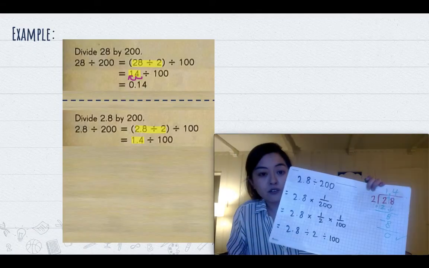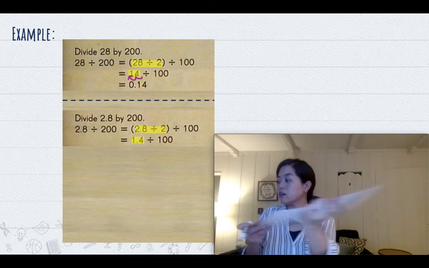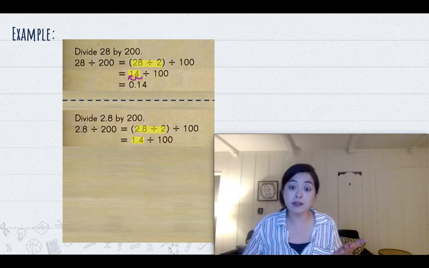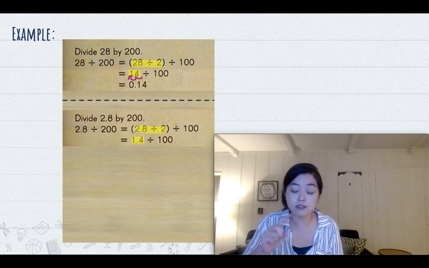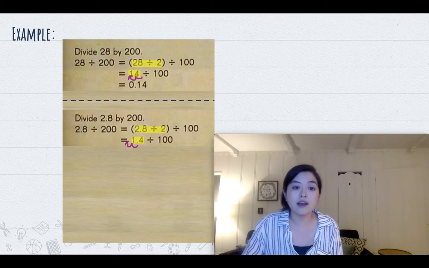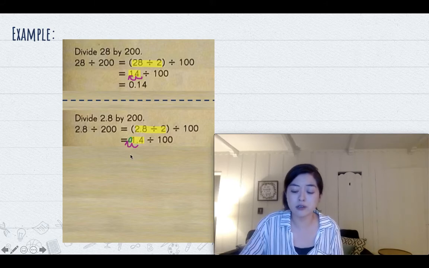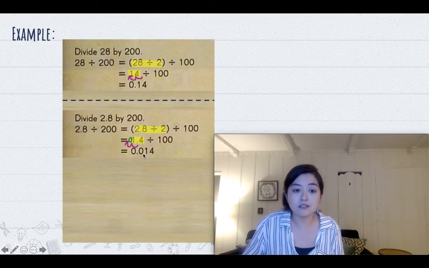Okay? So now I have 1.4 divided by 100. So I'm dividing by 100, so I have to move the decimal place over to the left twice. And now I have an empty pocket right here. I have to fill my empty pockets with zeros. So my decimal point comes right before that green 0. So it is 0.014.